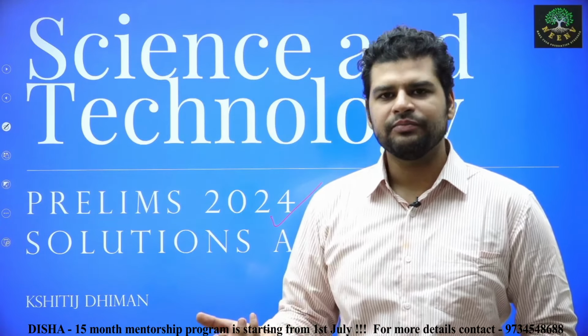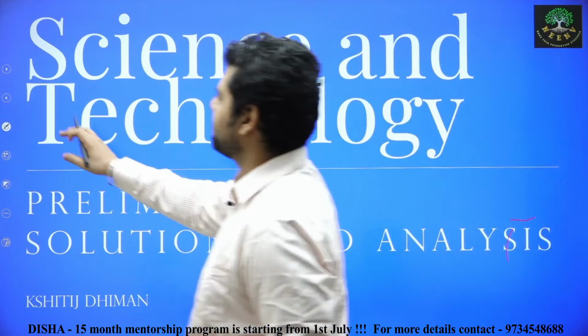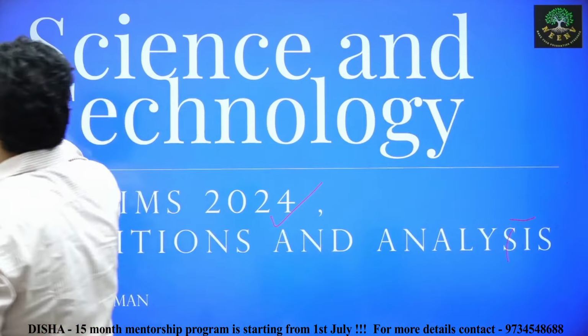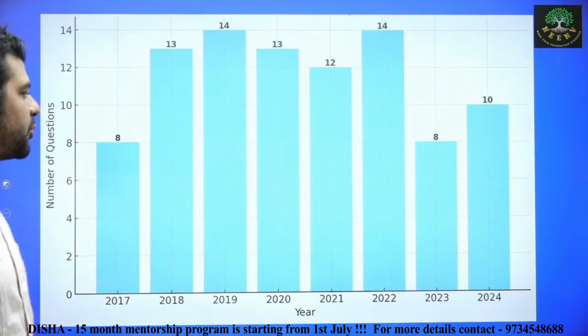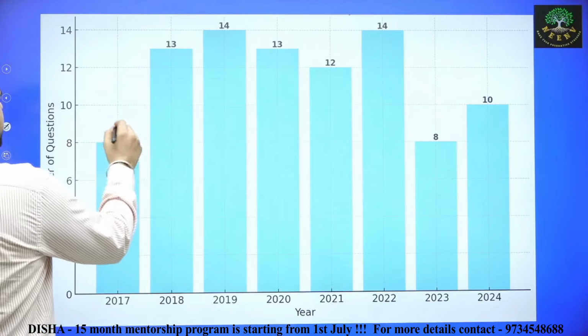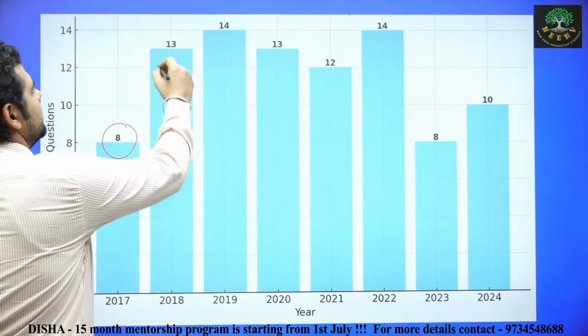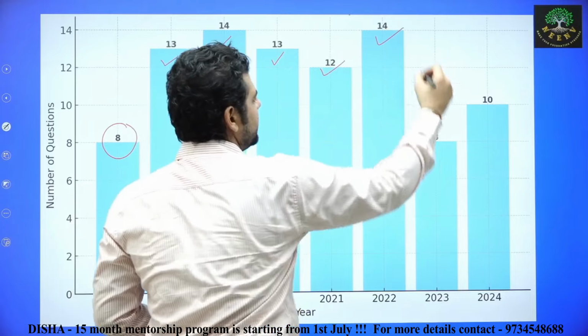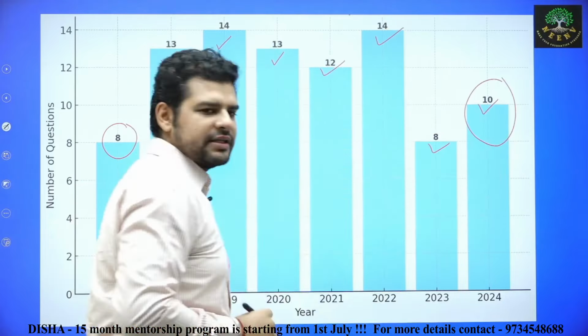The first thing which I wish to show you is the analysis of the questions that have come in the previous years. Let's start with year 2017. In the year 2017, there were 8 questions, and after that 13, 14, 13, 12, 14, 8 and 10. Now this is the figure for this year.